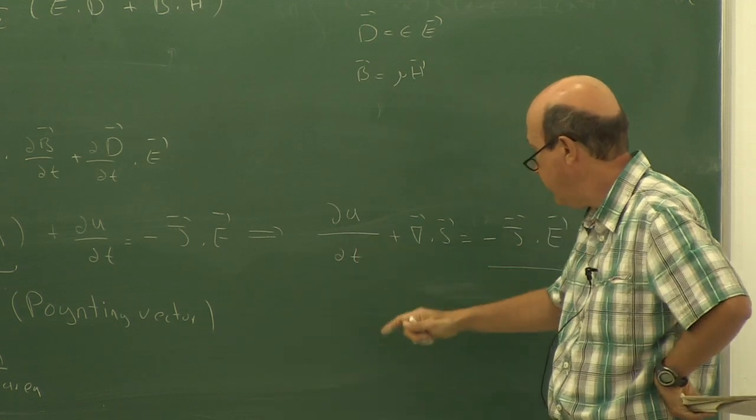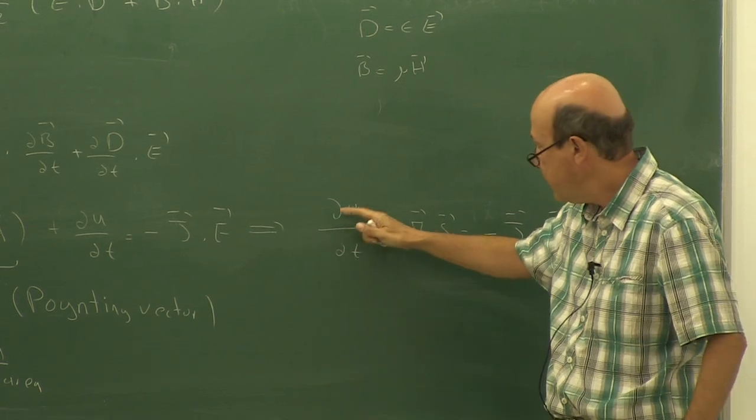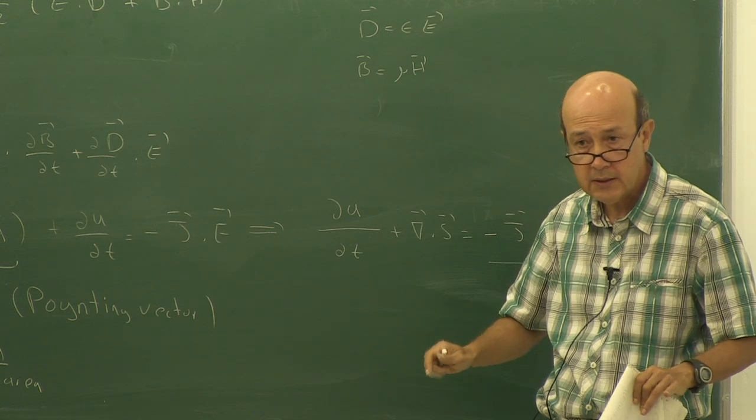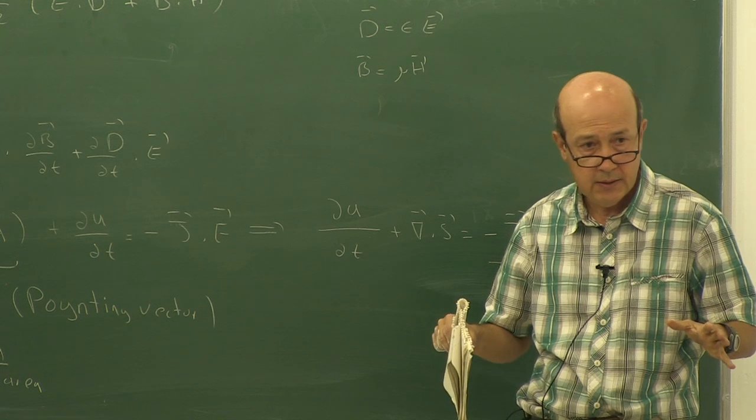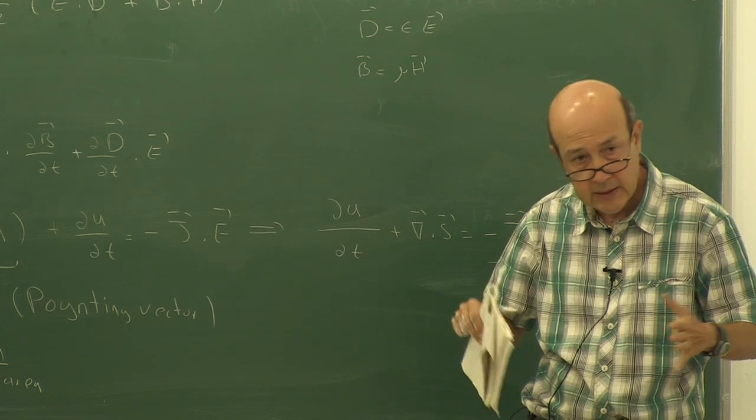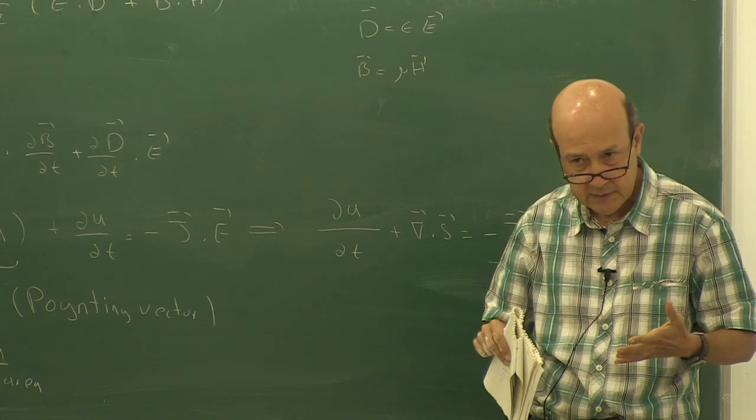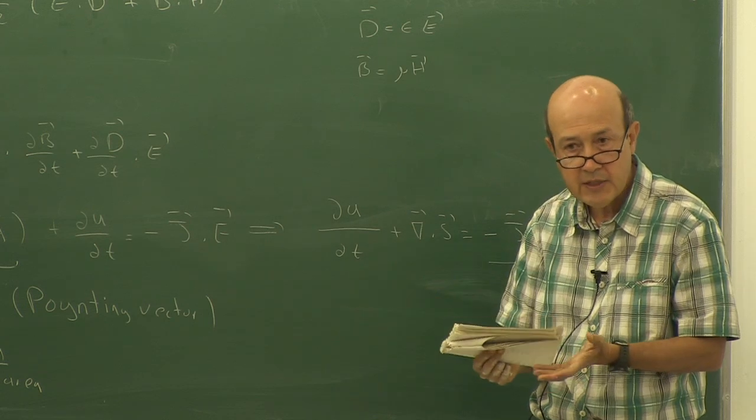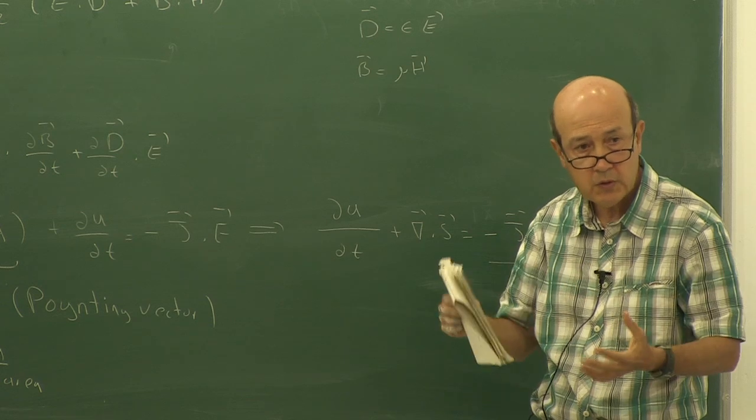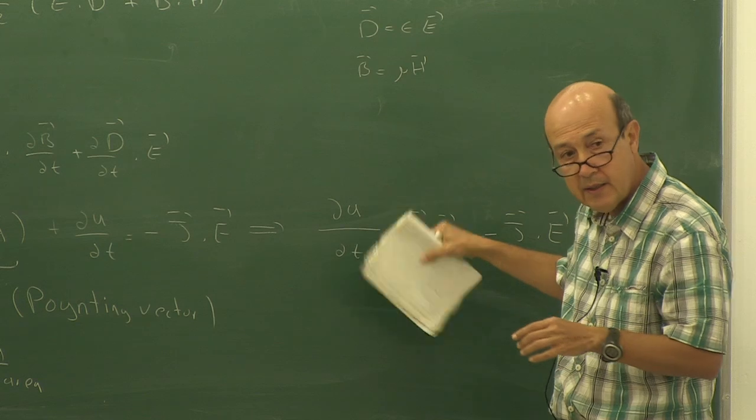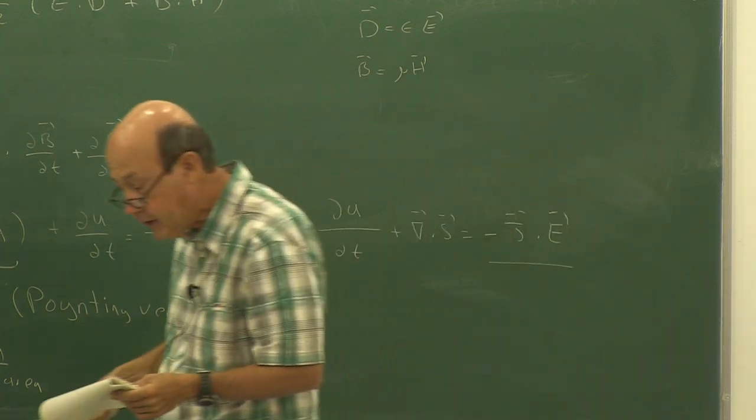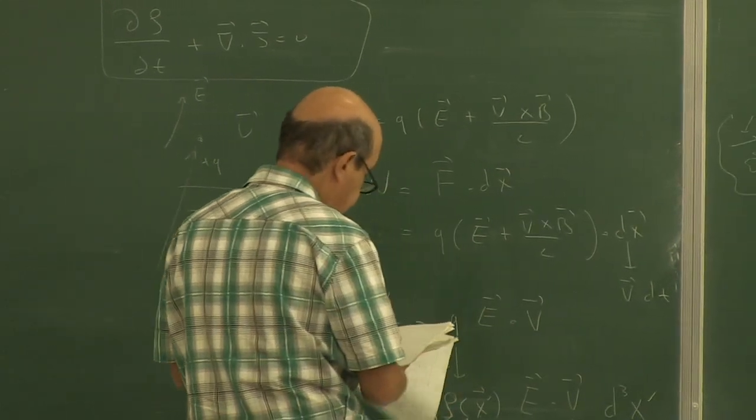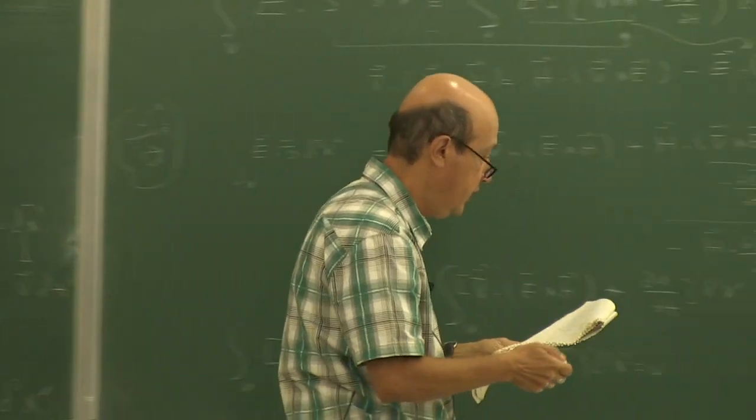But the left hand side should be equal to the change of the total energy density. What kind of energy density? Energy density of the electric and magnetic fields plus divergence of S. What is the meaning of the divergence of S? That is the energy escaped from the closed boundary. So we can represent this equation in the integral form, and we can understand more clearly what the divergence of S is doing. So let us write this equation in the integral form.